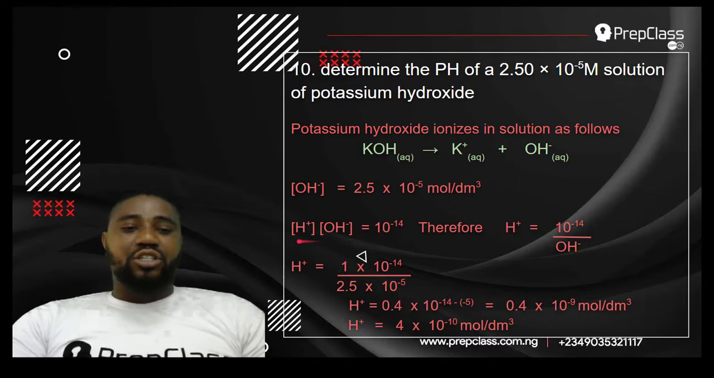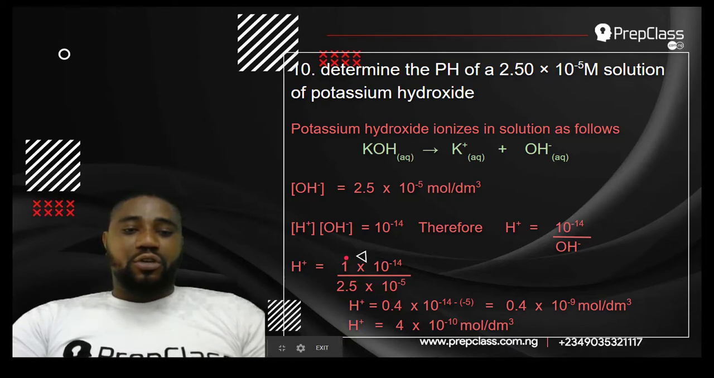So if you make the hydrogen ion the subject of formula here, that means you divide both sides of the equation by the hydroxyl ion OH. You have your H plus equals 10 to the power minus 14 divided by OH minus. So your H plus now becomes 10 to the power minus 14, which simply means 1 times 10 to the power minus 14, divided by the hydroxyl ion concentration, which is 2.5 times 10 to the power minus 5. So bring it down, 2.5 times 10 to the power minus 5.